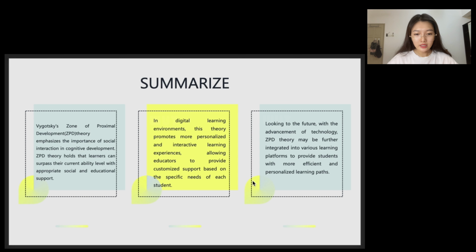As technology advances, we can probably foresee that ZPD theory will be further integrated into various learning platforms to provide students with a more efficient and personalized learning experience. Vygotsky's theory not only had such an important influence in the past, but its value and application will continue to develop in the field of education in the future.